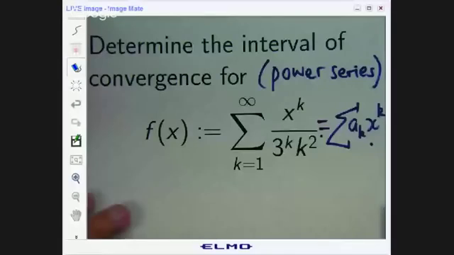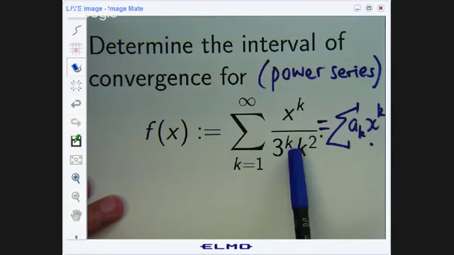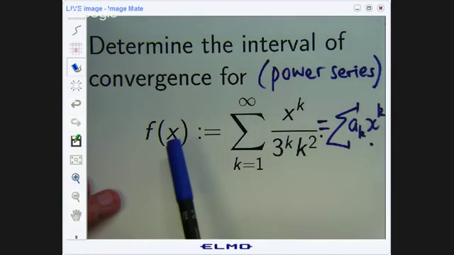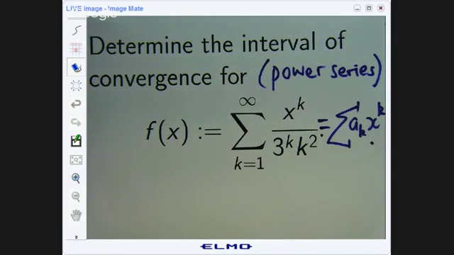Now, the reason that I've defined that function f of x there is because it kind of gives you a hint of what the question's actually asking. The question is actually asking you to calculate the domain of f. What values of x make f of x make sense? So let me show you. When we're asked to determine the interval of convergence for this power series, imagine this is a function of x. We want to calculate the domain of this function. Okay, so how do we do it?